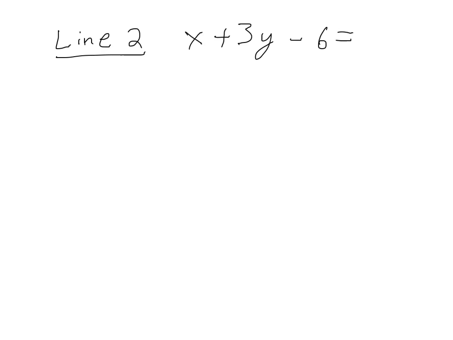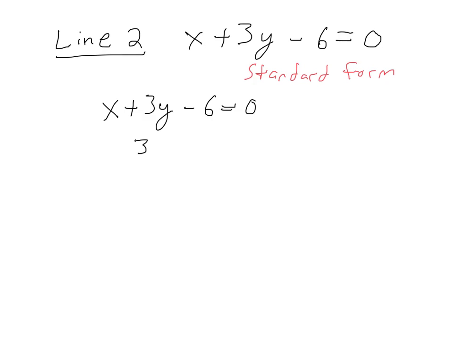Okay, now the second slope, what we see is that for line 2, we actually have x + 3y - 6 = 0. Now, this line is what's called standard form. Whenever you see a line in standard form, you can't really see the slope or anything really that useful. So what you want to do is write it into slope-intercept form by solving for y. So I have x + 3y - 6 = 0. And if I solve for y, you're going to get 3y = -x + 6. Then you're going to get y = -1/3 x + 2.